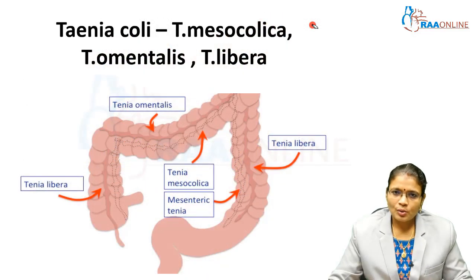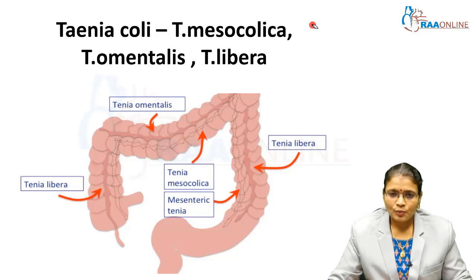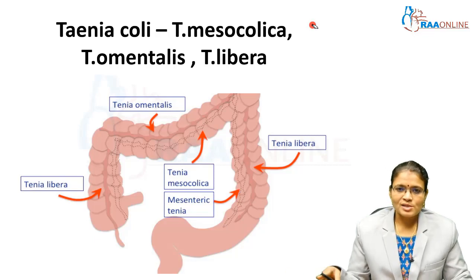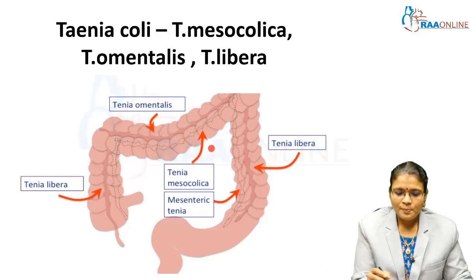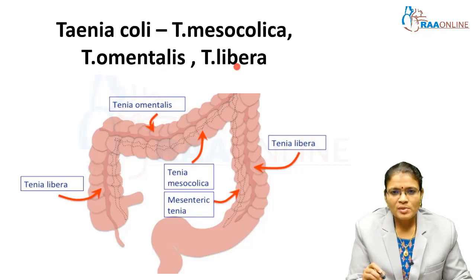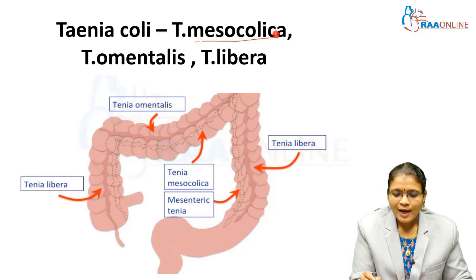Coming to tinea coli. What is tinea coli? We already said it is nothing but the longitudinal muscle layer of large intestine. Now there are 3 different longitudinal muscle coats. They are named as tinea mesocolica, tinea omentalis and tinea libera. What is meant by mesocolica? It is that part of the longitudinal coat where the mesocolon will be attached.